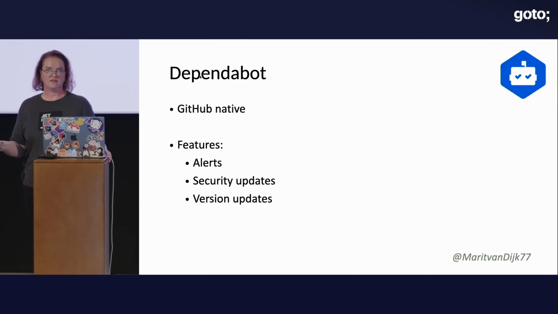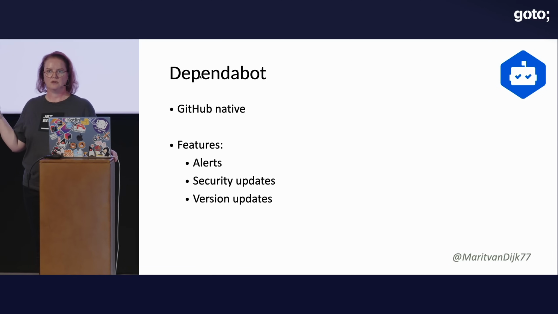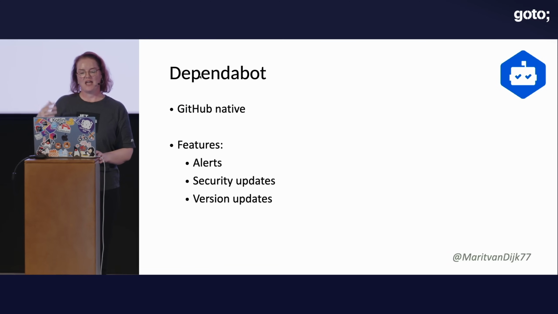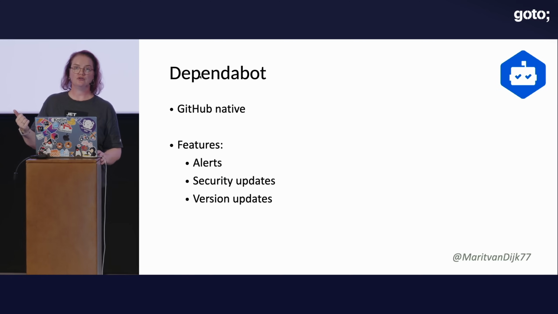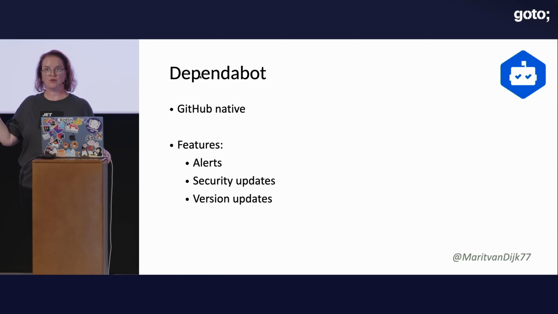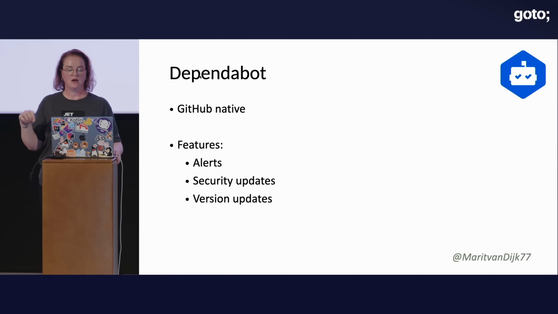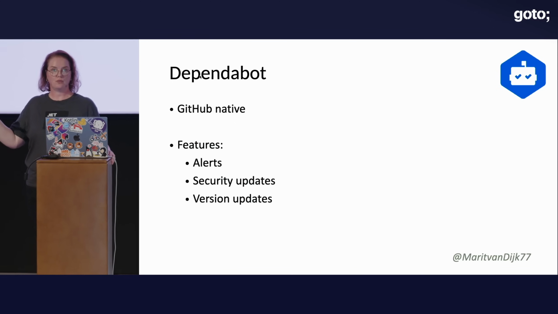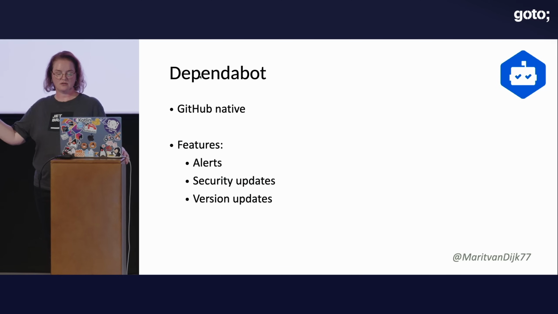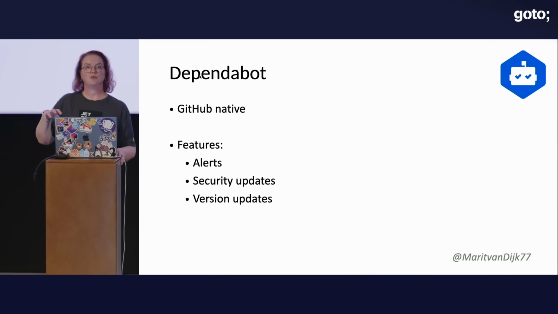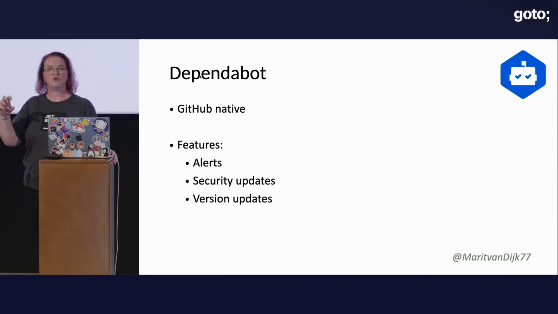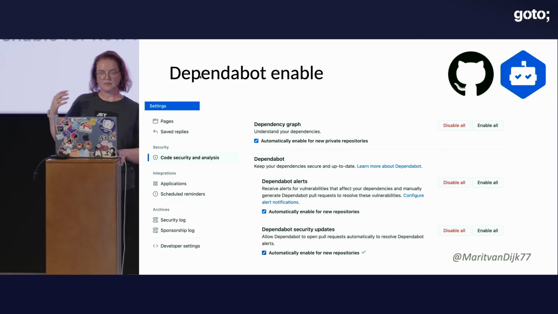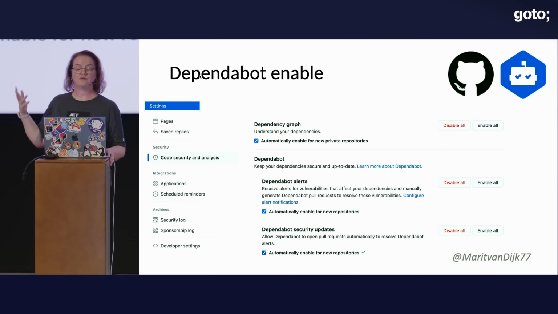Dependabot is GitHub native. They acquired it in 2000 something, I forget. And it offers several features. One is alerts, so it will give you an alert if you're using vulnerable versions but without doing anything. The second is security updates, so if you're using a dependency that has known vulnerabilities, it will create a PR to update that dependency for you. And the last one is version updates, so if there's a new version, not necessarily because of security reasons, you can update to that.